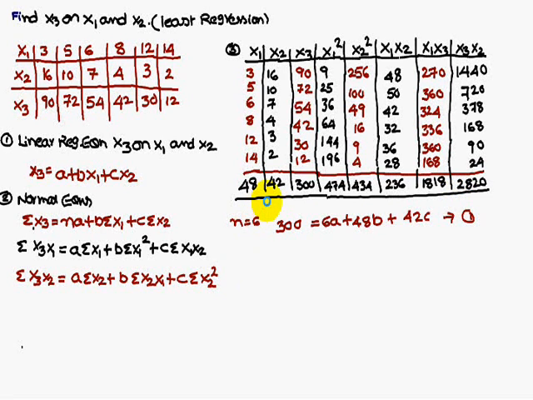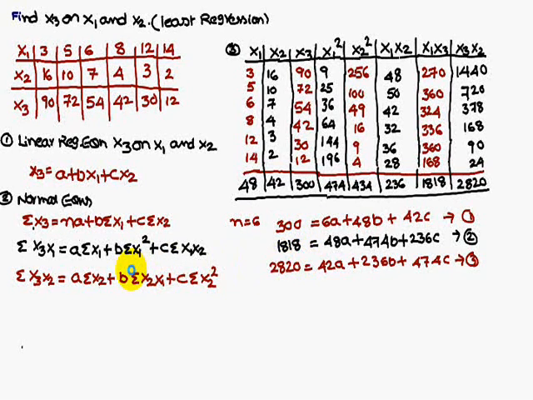Now we have to substitute these values in the normal equations. In the first normal equation, sigma x3, the x3 total is 300, equal to n, which stands for 6 here, so 6 times a plus 48 times b plus c sigma x2, 42 times c. Similarly, we substitute the remaining values in the second normal equation, and in the third normal equation we substitute these values.